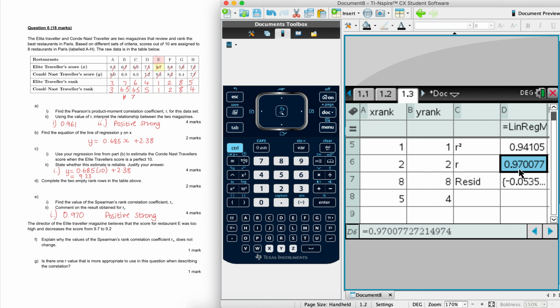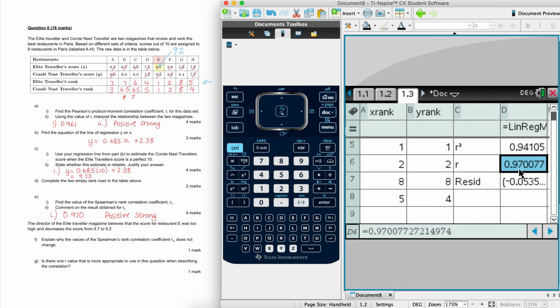And we need to say why it doesn't change the Spearman's rank. And that's because it's still in first place. Even if I had a value here of 9.2, it would still be first place. So the rank is therefore exactly the same as it was before. So nothing has actually changed.